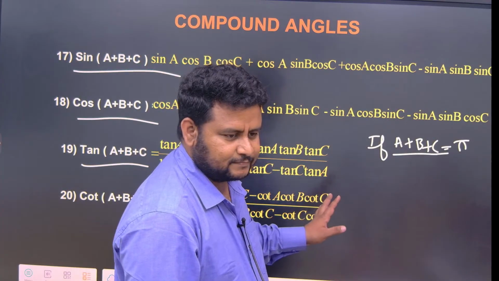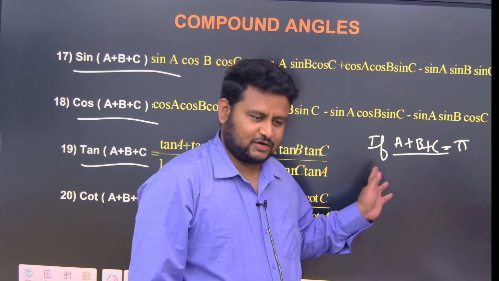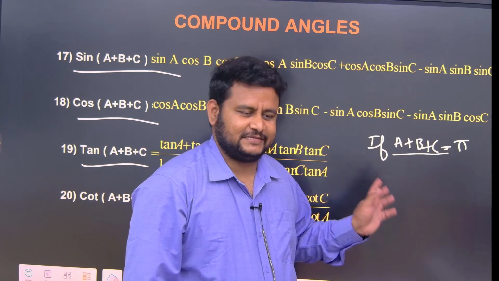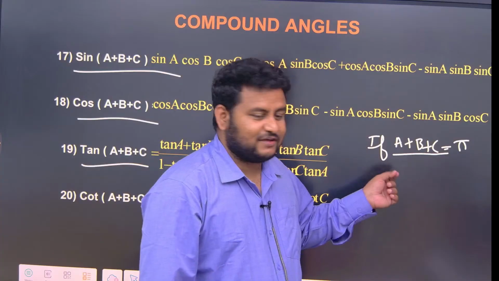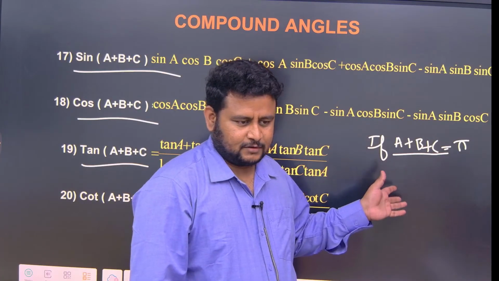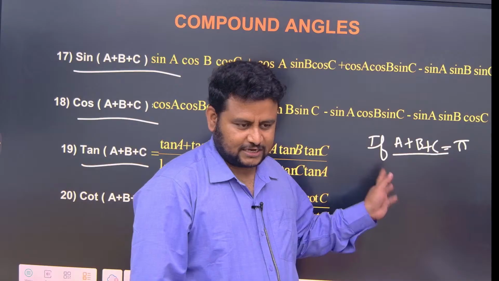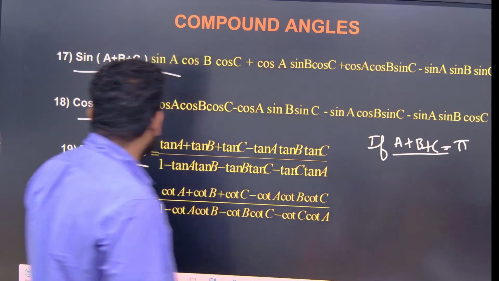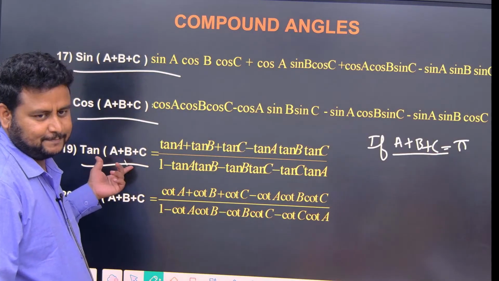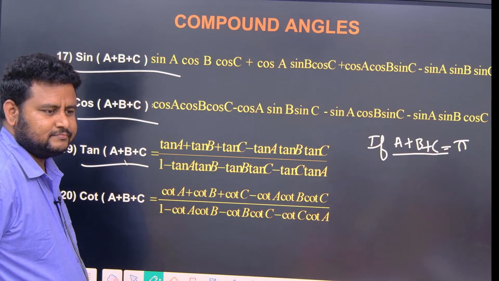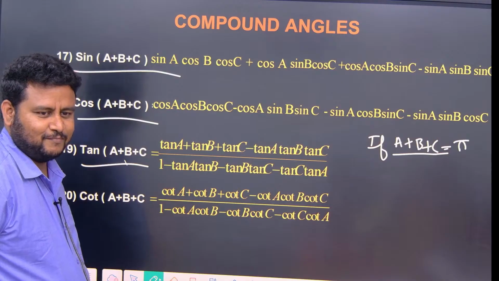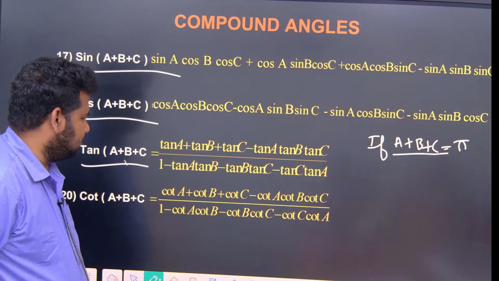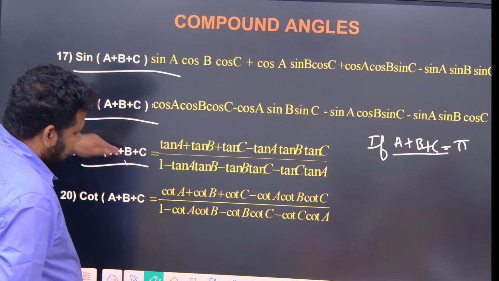I am telling, if A plus B plus C is equal to pi, I am not talking anything about the triangle here. If A plus B plus C is equal to pi, then what will happen to this? Tan of A plus B plus C is what? Tan pi. Tan pi, what is the value? Tan pi is 0. Tan of any multiple of pi is 0. So this will become 0, which means if I multiply this denominator, what will happen?